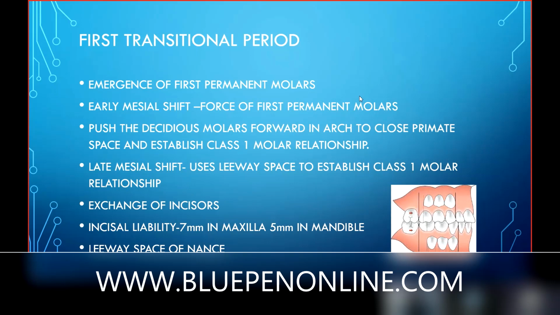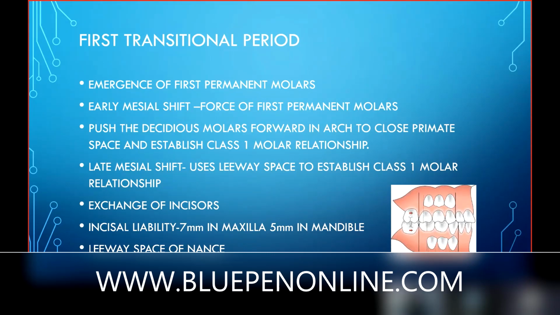What is class 1 molar relation? The mesiobuccal cusp of the maxillary first molar sits in the buccal groove of the mandibular first molar. So that is class 1. Ideal occlusion is supposed to be class 1 canine relation and class 1 molar relation. The primate space which we spoke about earlier is used for this purpose, so that the first molar in the upper comes correctly into the position where it can sit in the buccal groove of the lower molar.